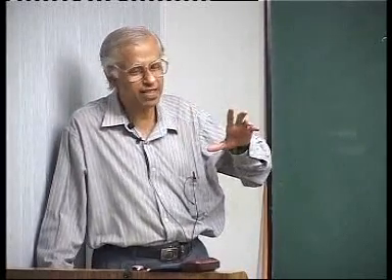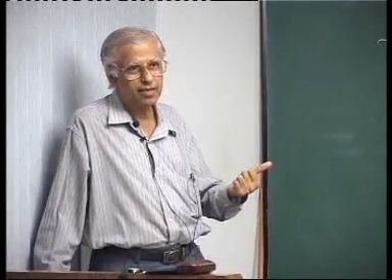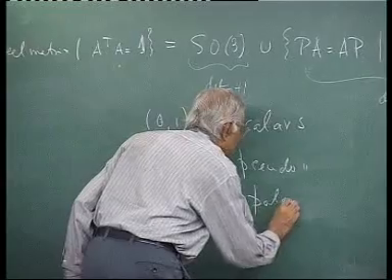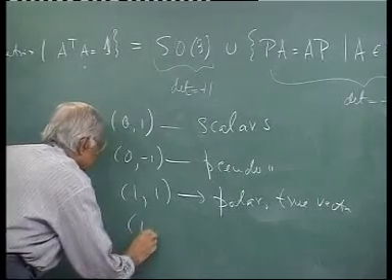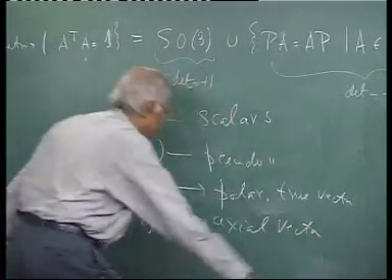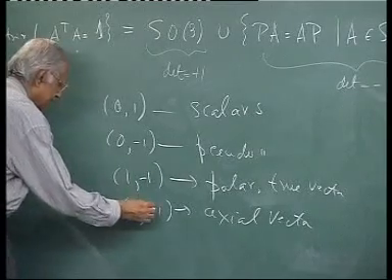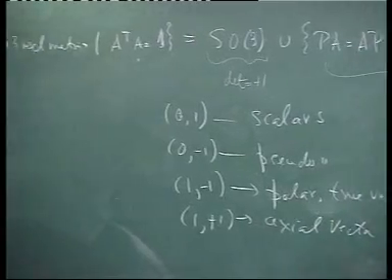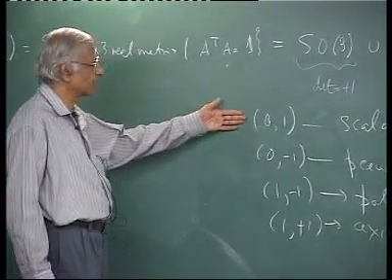Yeah, but vector by itself is inadequate. It does not indicate the parity behavior. So many words are used. Polar vector or true vector. Sorry, it is the other way around. Polar vector, the components change sign under parity transformation. Axial vector, they don't. So tell me very quickly, example of this.